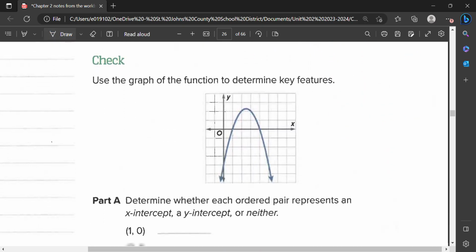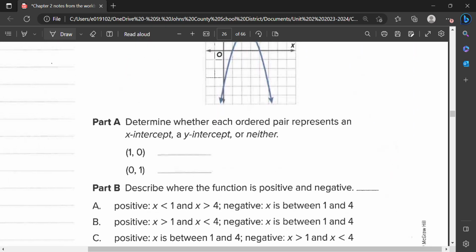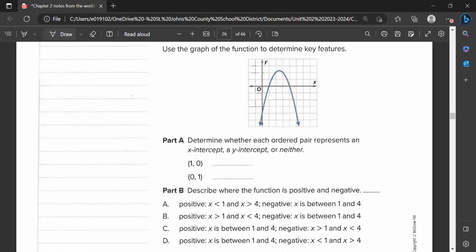Again, try to check. Pause it. I'll give you a few seconds.